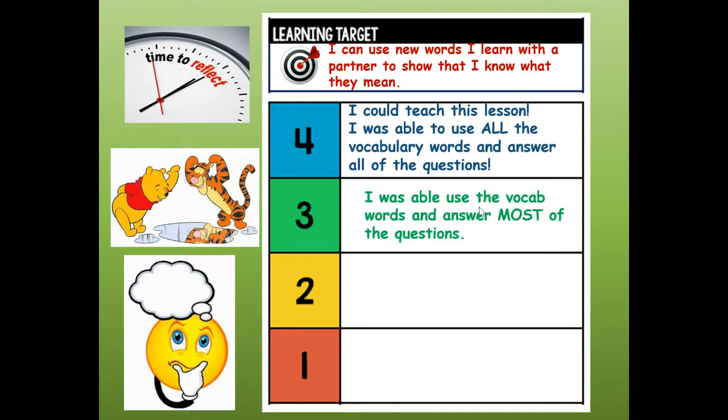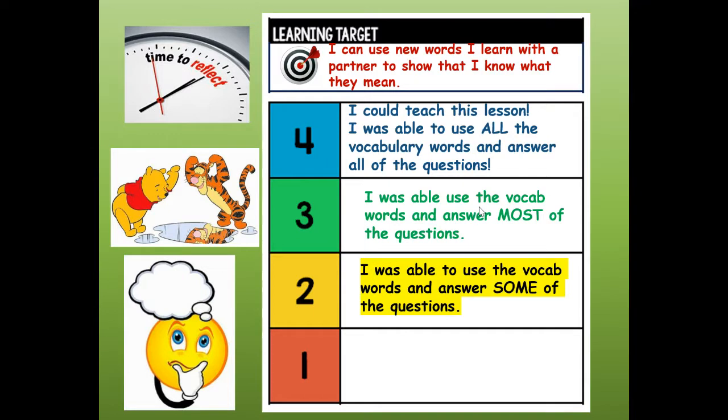A 3, I was able to use the vocab words and answer most of the questions. That would be a 3. Or 2, I was able to use the vocabulary words and answer some of the questions. That would be a 2. Or 1, I was not able to use the vocab words and answer the questions. How do you think you did on a scale of 1 to 4? 4, 3, 2, or 1?